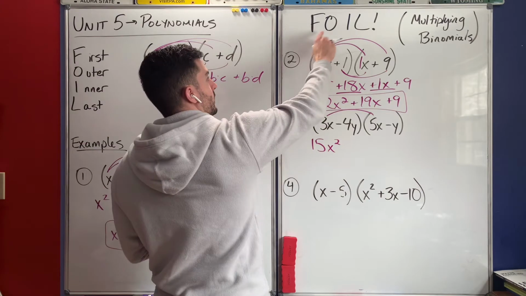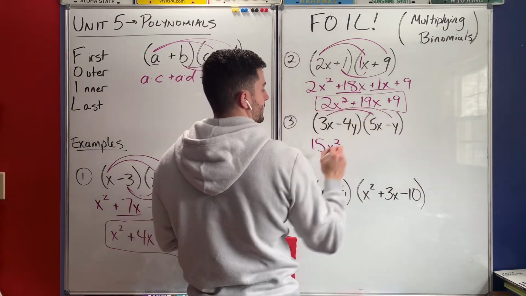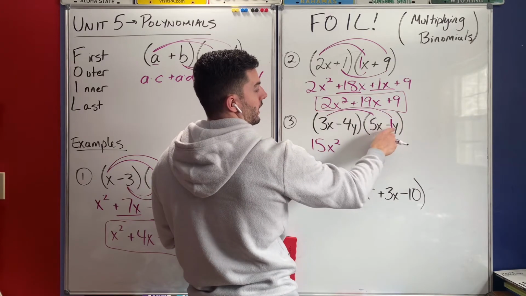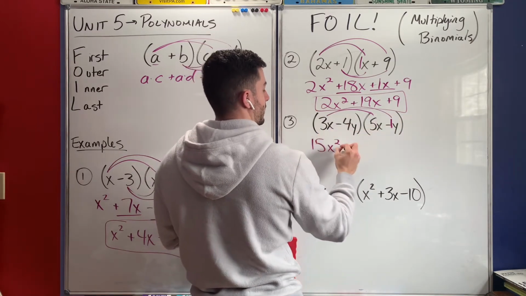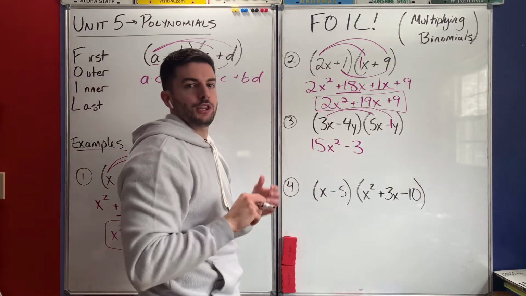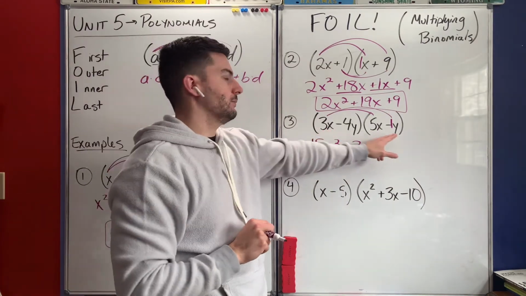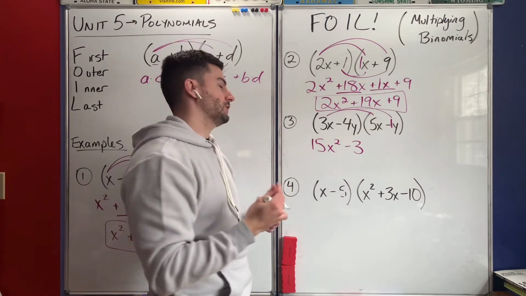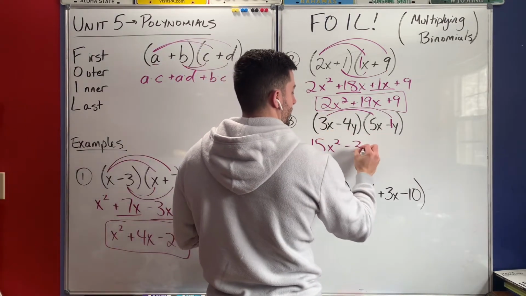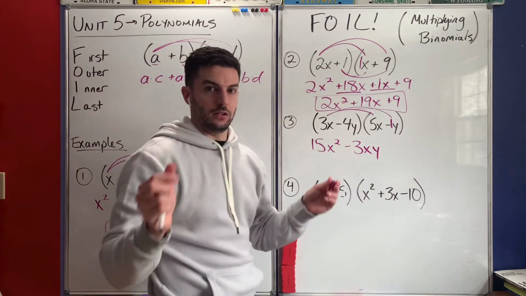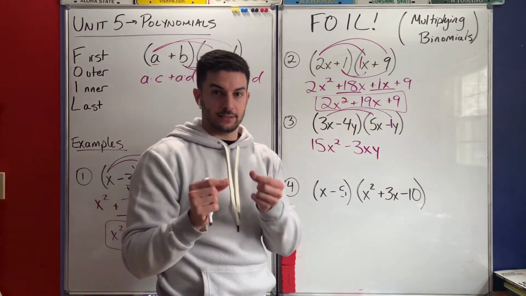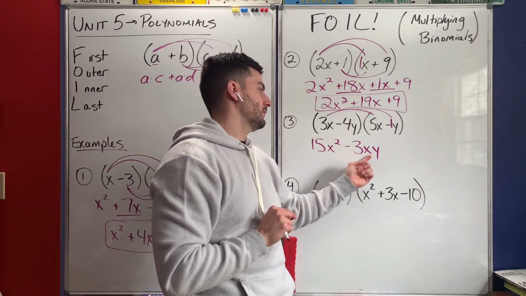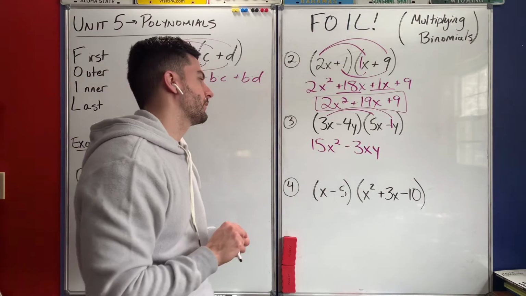So that's first. Outer, so think about this, 3x times negative 1y. 3 times negative 1 is negative 3. But then my variables would be x times y. And those aren't the same type of variable, right? So here's what you would do for that. You would just lump it all together. You can't combine x times y to get some single thing. So you would just lump it together, 3xy, okay?